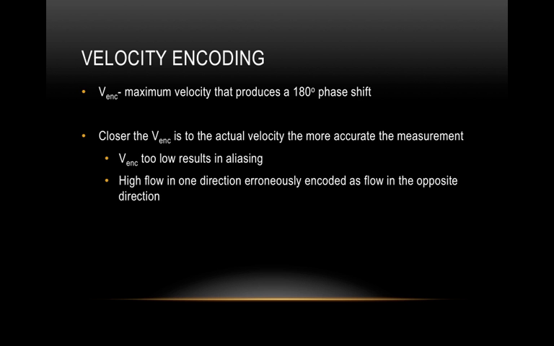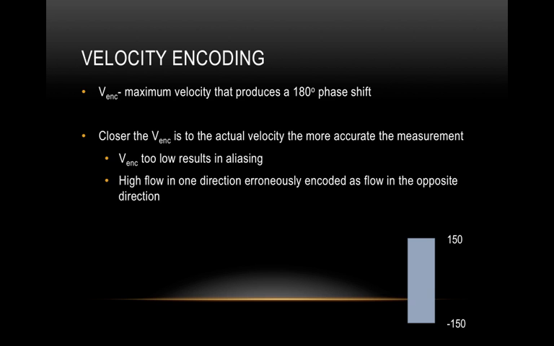When we perform flow measurements, we need to pick a velocity that we expect to be the highest velocity of blood flow within the image plane. The closer the velocity encoding value is that we pick, the more accurate our measurement. We, in particular, do not want to pick a velocity encoding that's too low because that'll result in aliasing.